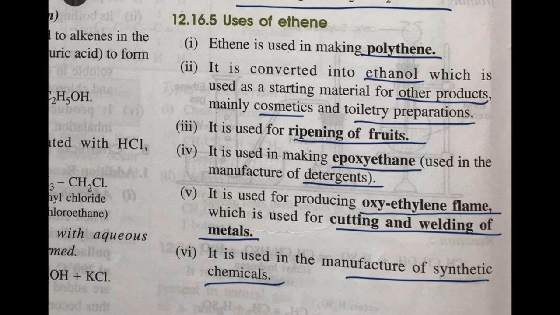So with this we come to the end of alkenes and even the end of organic chemistry. Why? Because you know the remaining three, alkynes, alcohols and carboxylic acids, have been deleted from your syllabus. So this is all in your organic chemistry syllabus.